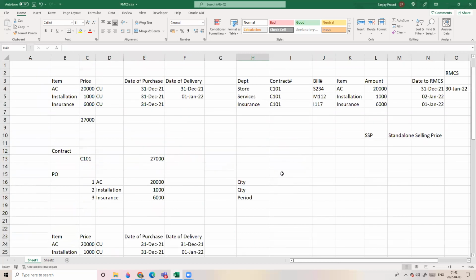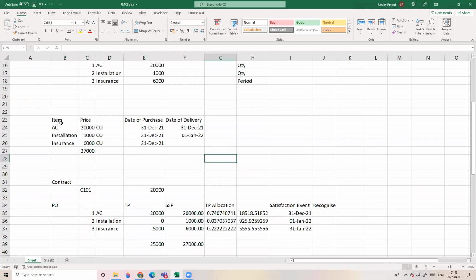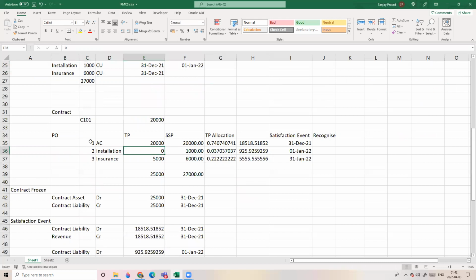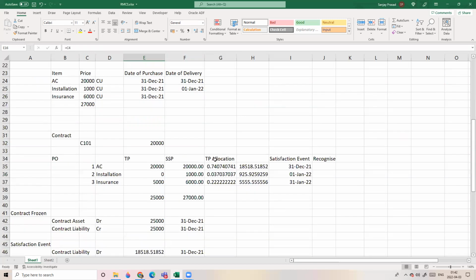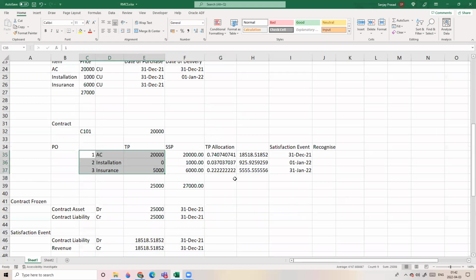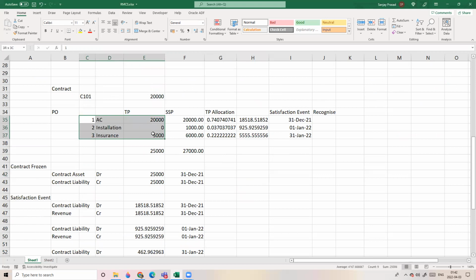So let us flow with the business, the different steps of the business. The moment a contract is created and interfaced to RMCS, I think this is the contract which we interface to RMCS. The amount is different here, but to explain the TP allocation, I took a different amount for the items. So the moment the contract is interfaced to RMCS, all these things are done, like transaction price allocation and everything. This sort of data is created according to the formulas I explained in the previous video.